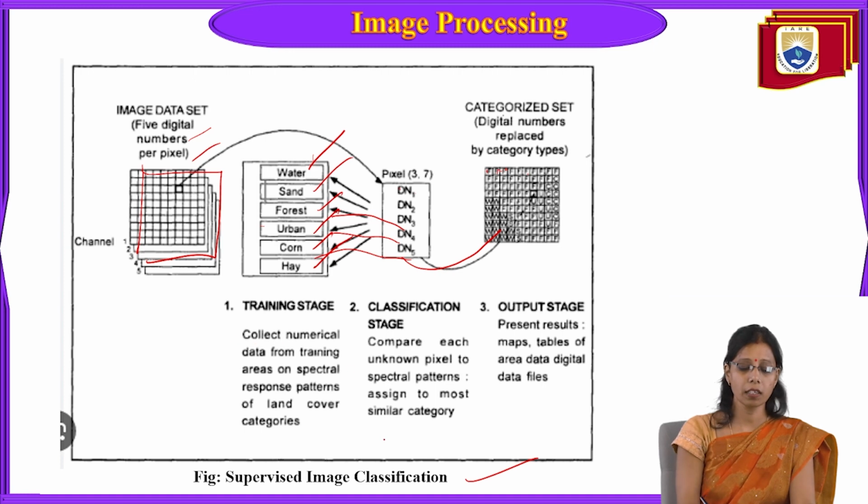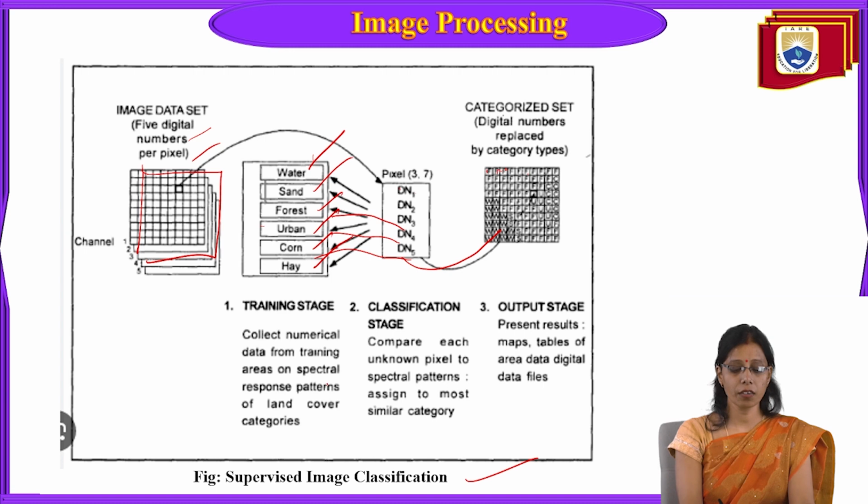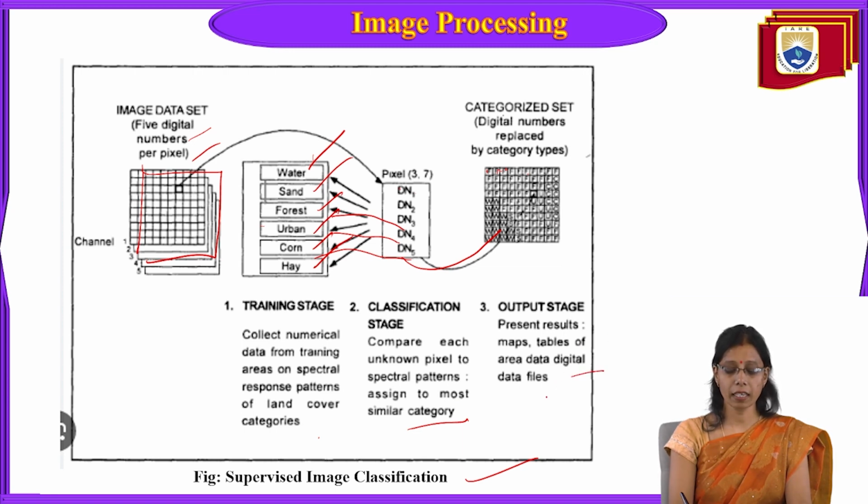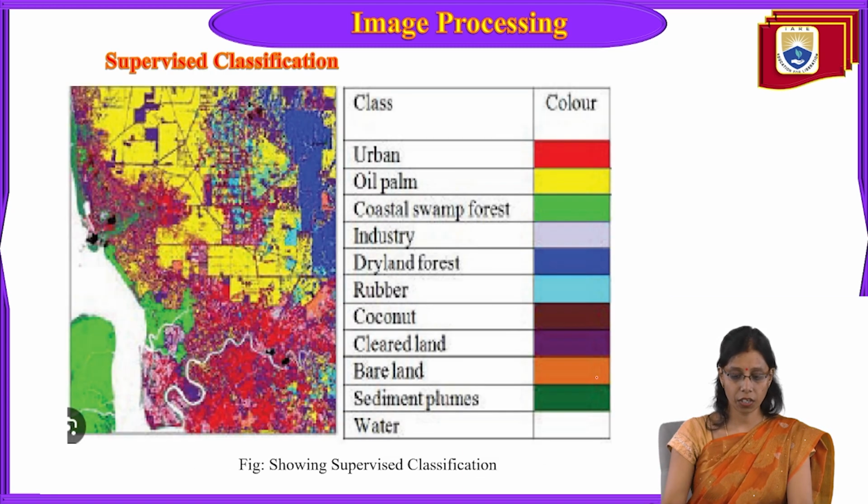The first thing in supervised classification is the training stage: collect numerical data from the training area on the spectral response and patterns of land cover categories. Next is the classification stage: compare each unknown pixel to the known spectral patterns and assign it to the most similar category. The final one is the output stage: present results, maps, labels, and digital data files. It's called supervised classification. This is how supervised classification looks. Suppose wherever we see red color, this red color has some pixel number.